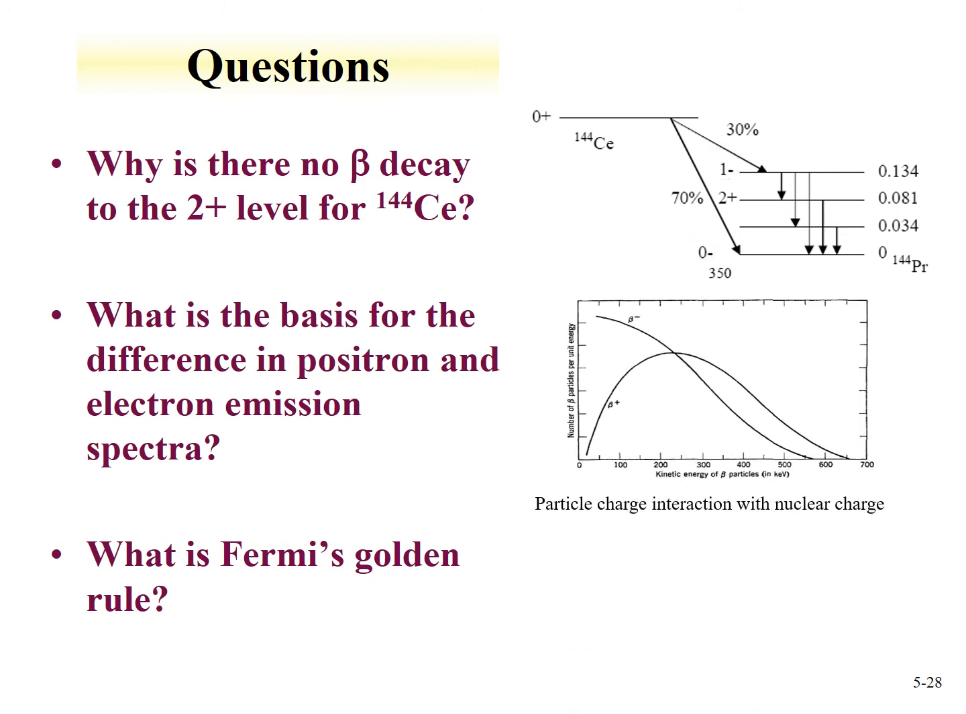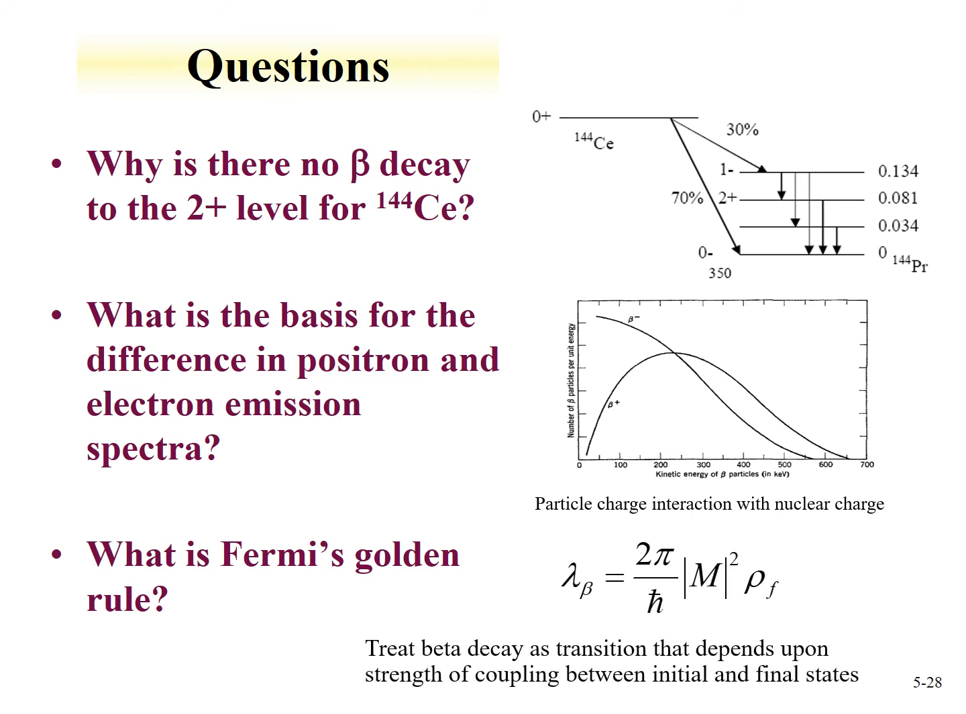Okay, what is the difference in positron and electron emission spectra? A great example is shown here with copper 64. We see that for the beta minus particle, the overall energy is less than for the positron. This has to do with the particle charge and its interaction with the nuclear charge. Fundamentally, the positron, being positive, gets repelled by the positive charge of the nucleus and has more energy as it leaves the nucleus.